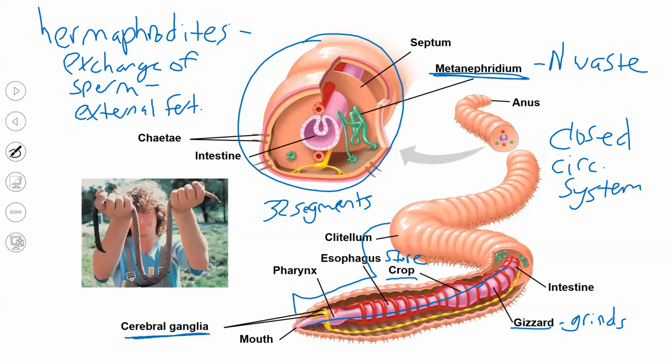They can also reproduce, and maybe you've experienced this in your life, through asexual reproduction, through fragmentation. So if you cut the worm behind the clitellum, it can become a new worm. No, the back part will grow a new worm.